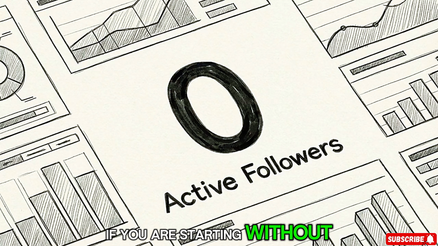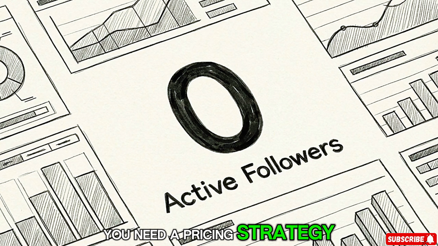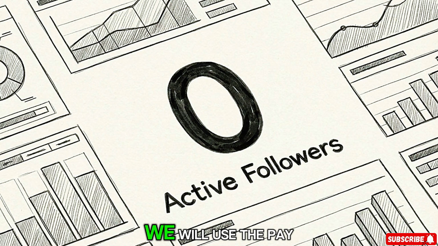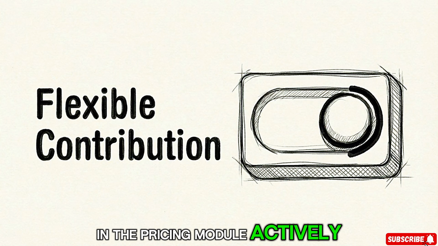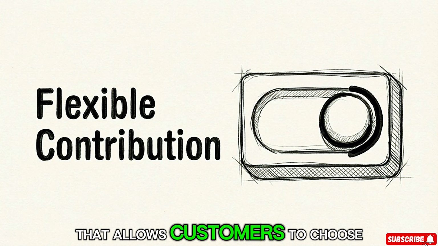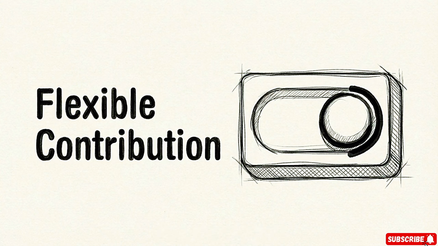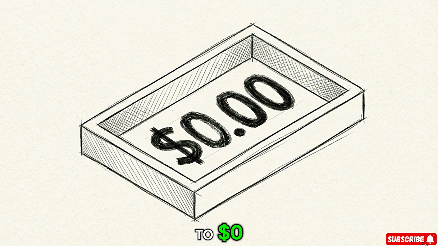If you are starting without an audience, you need a pricing strategy that encourages downloads. We will use the Pay What You Want model. In the pricing module, actively switch the setting that allows customers to choose their own price. Set the minimum accepted price to $0.